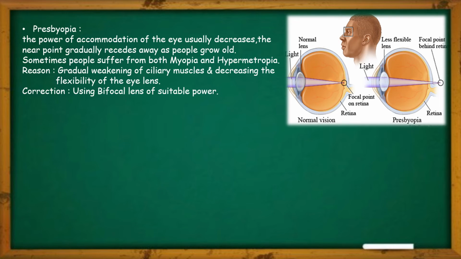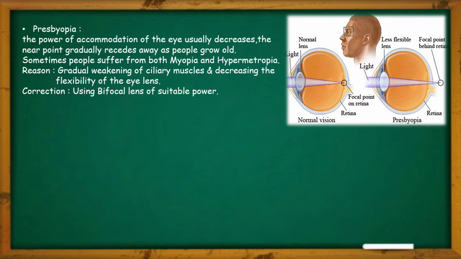Next type of eye defect is presbyopia. What is presbyopia? Presbyopia means as we become old, the power of accommodation of our eye gradually decreases, for which we face difficulties in reading and writing particularly. This type of eye defect is common in old people. You might have seen your grandfather or grandmother facing difficulties in reading the newspaper or any book.